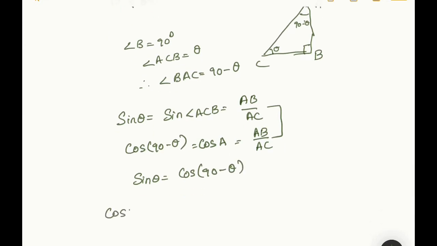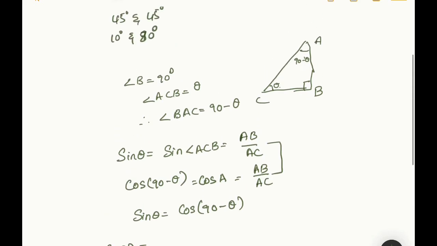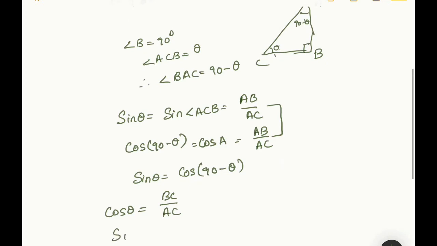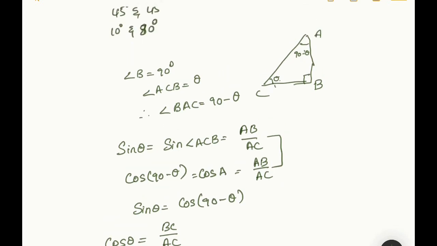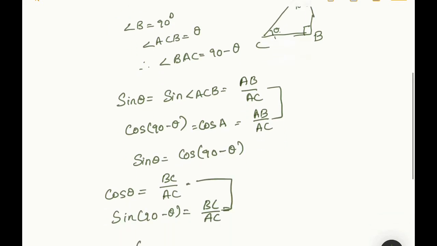Similarly, if I take cos theta, what will I get? Cos theta is equal to BC by AC. And what is sin 90 minus theta here? Sin 90 minus theta is again BC by AC. So these two are equal. So I can easily tell cos theta is equal to sin 90 minus theta. So this is how you can write the complementary of angles.